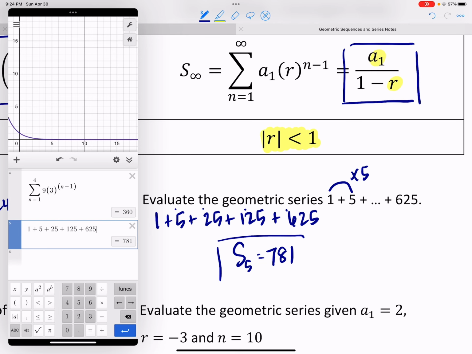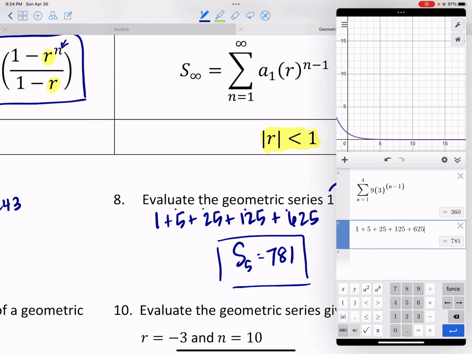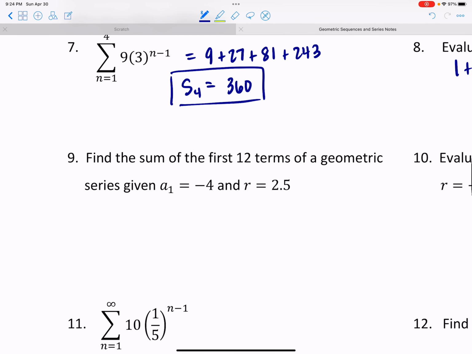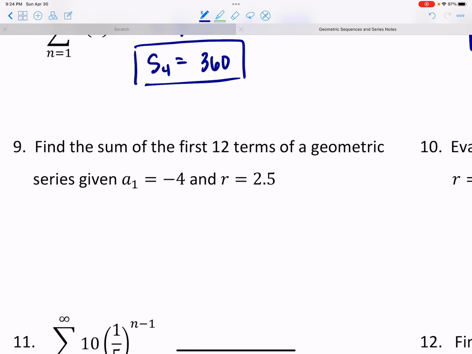Okay, so if a formula is avoidable, then don't use a formula. But looking at number 9, I'm trying to find the sum for 12 terms. I don't want to list those 12 terms out and then add them together. So I would have to create the list by multiplying by -4. Those numbers are going to get really big really fast. Multiplying by 2.5, they're going to get big. And then after I find all the numbers, add them. I don't want to do that work. I think a formula would be easier in this case.